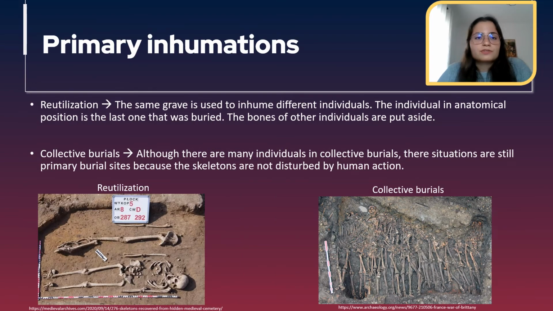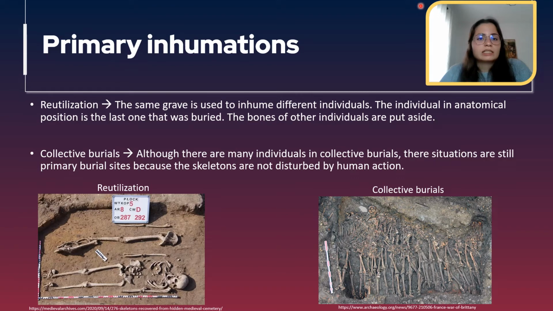In the case of the reutilizations, the same grave is used to inhume different individuals. The one in anatomical position is the last one that was buried. The bones of the other individuals are put aside, as you can see here in this image. This is the skeleton that is in articulation, and there are other bones that belong to other individuals. And in this case, this individual that is in articulation was the last one that was buried.